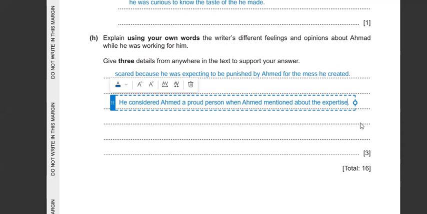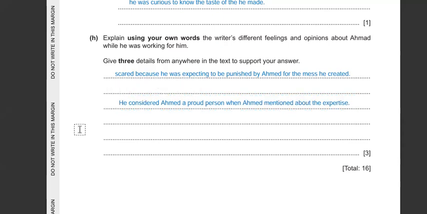So in this way, you're going to pick up three details. Two details I have picked up, and one detail I am leaving for your practice. From anywhere in the text, you can pick up any particular feeling that the writer developed while he was working with Ahmed.